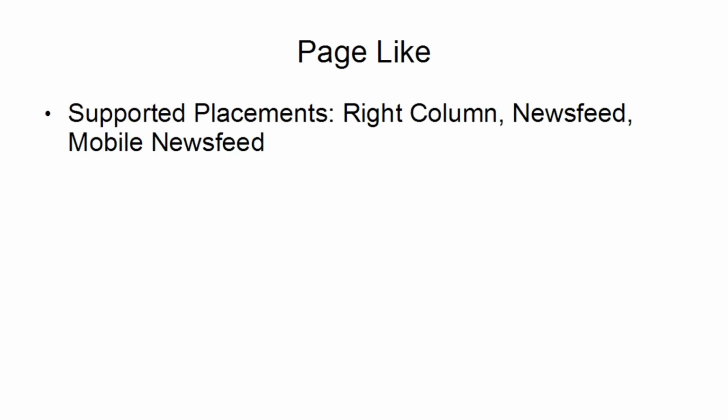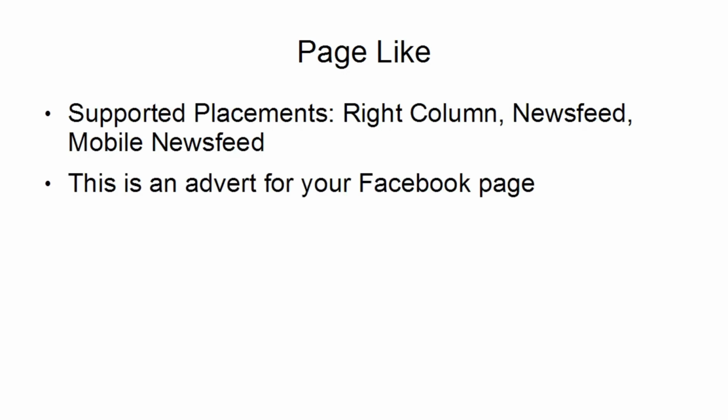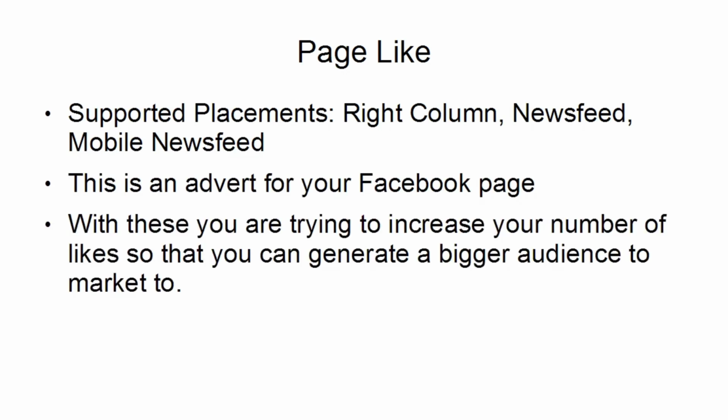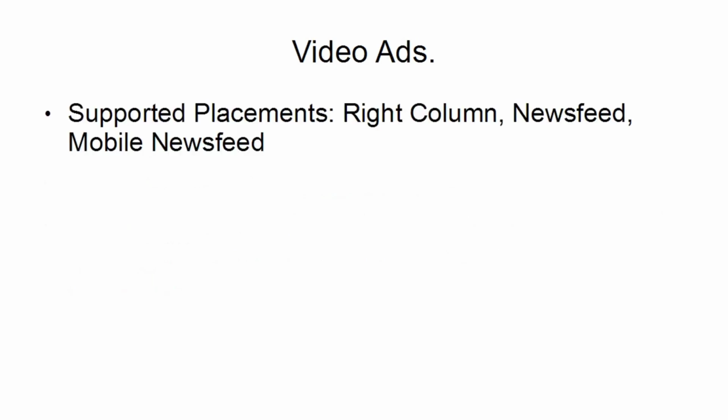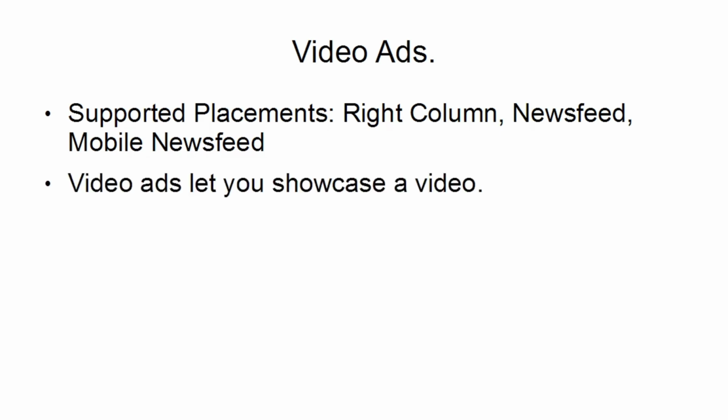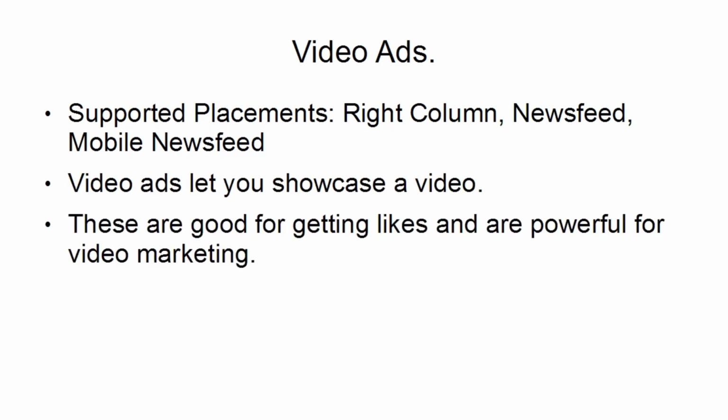Then there's the page like, and the supported placements for this one are the right column, newsfeed, and mobile newsfeed. And this is an advert for your Facebook page, essentially. And with these, you're trying to increase your number of likes so that you can generate a bigger audience to market to. Then there are video ads, and the supported placements are the right column, newsfeed, and mobile newsfeed. And video ads let you showcase a video. And these are good for getting likes, and they're powerful for video marketing.